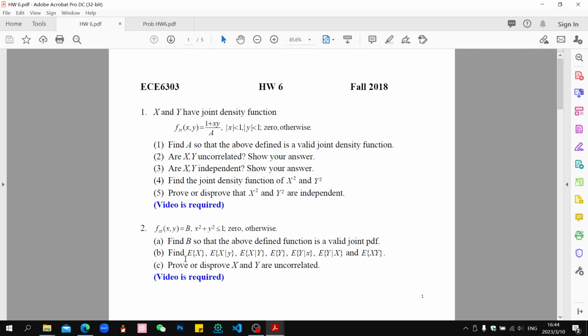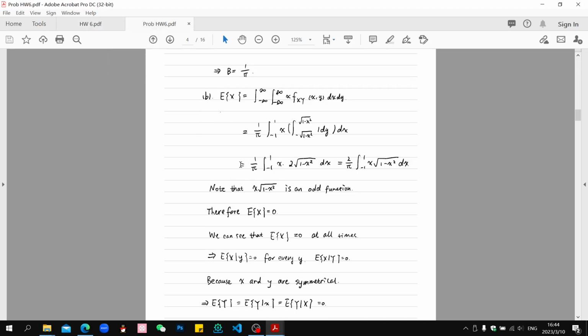Then we can find these expectations. First of all, we can find the expectation for x. E[X] is the integral of x times the density function within the range. That is 1 over pi times this integral. We can calculate it. It ends up like this. That's the simplified form.